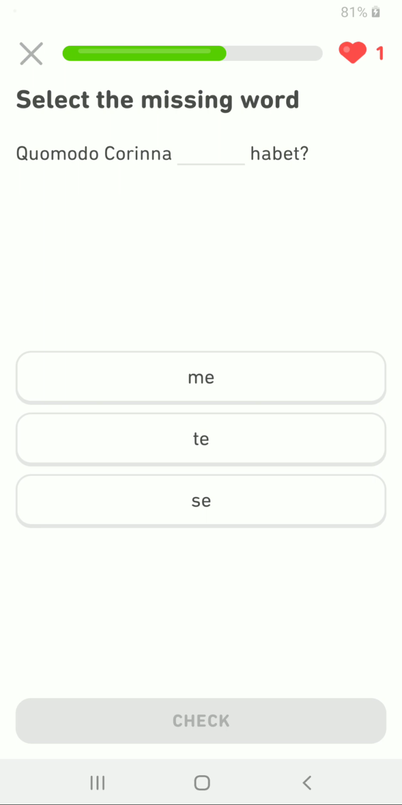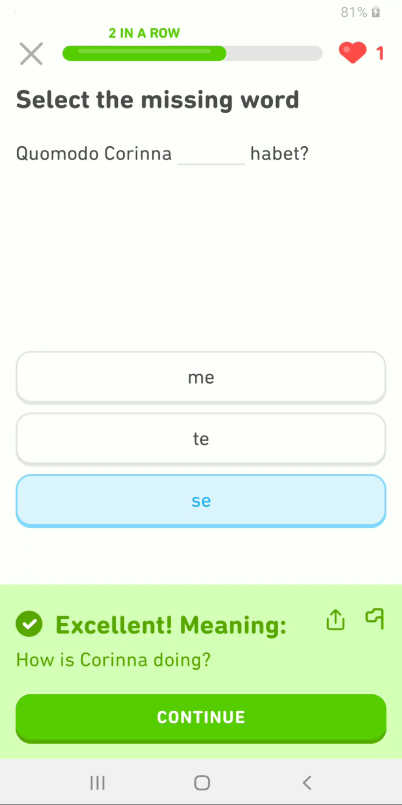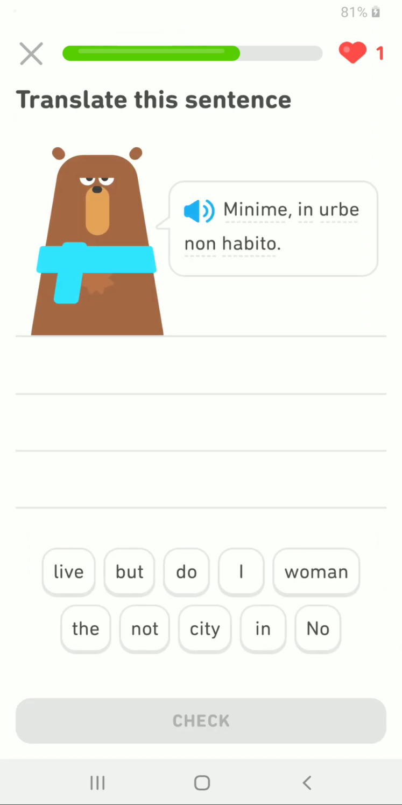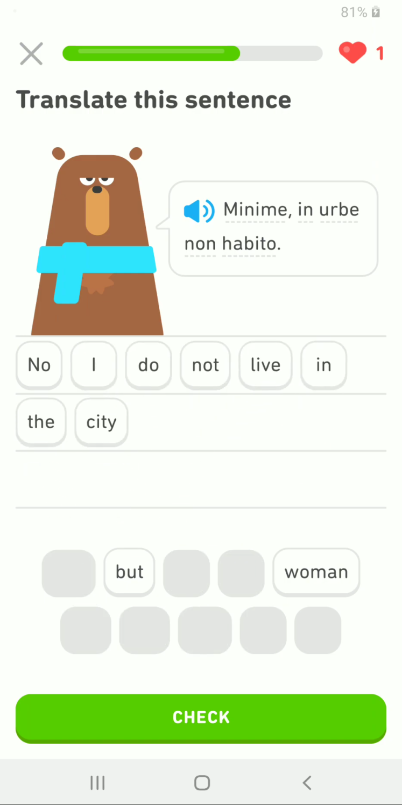Quomodo Corina se habet. This is to have, habet, so has. Minime. In urbe non habito. Okay, we see the verb habito here. And so minime, no. I do not live in the city.